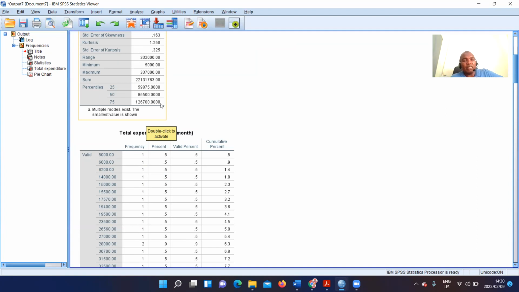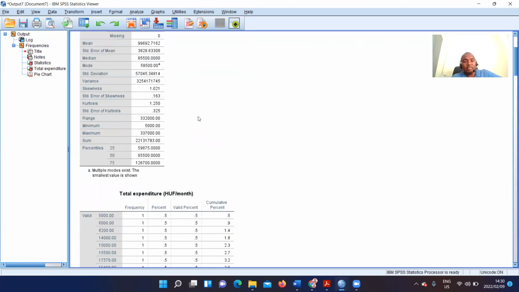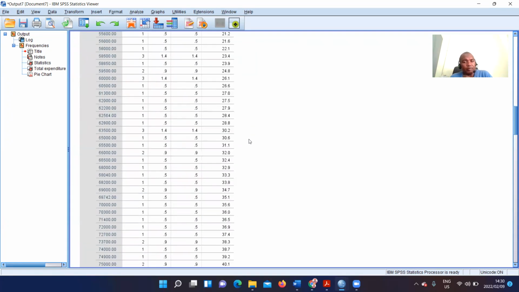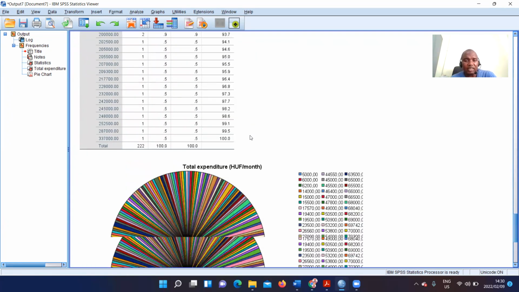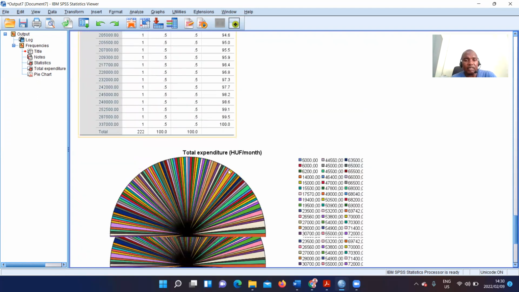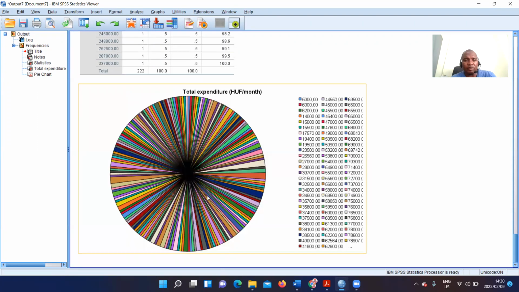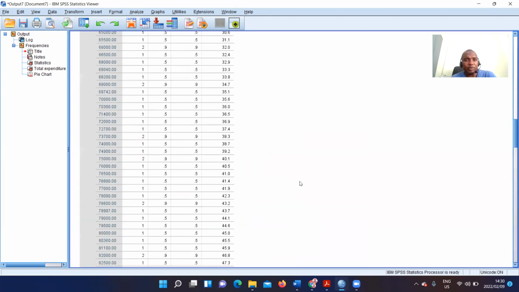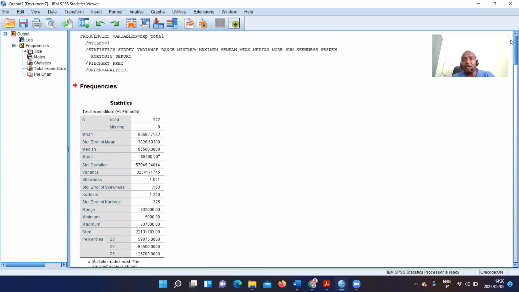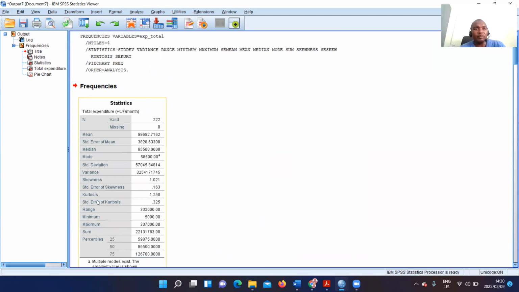is 126,700 Hungarian forint. And then we have multiple modes that exist. Only the smallest is shown. That's the note that appears under the table. And then the rest of the things are displayed accordingly in that pie chart. It's a very complicated pie chart because basically it tried to represent information for everyone in our survey.